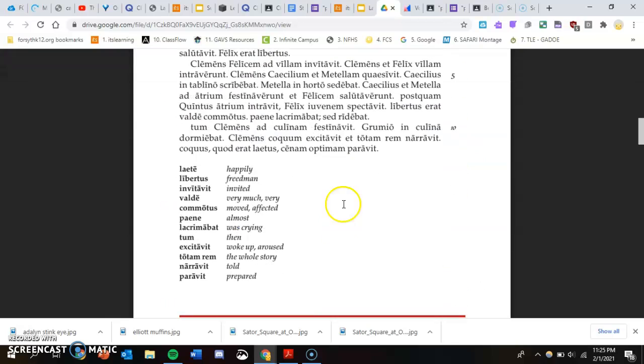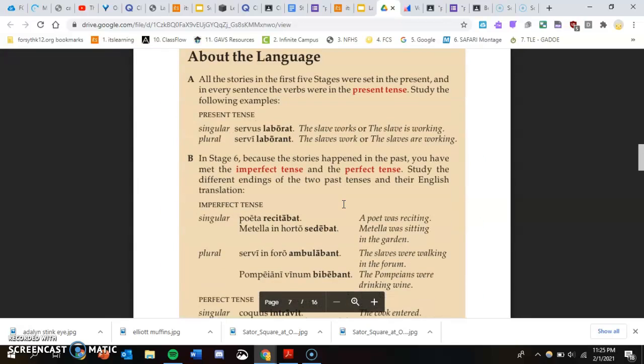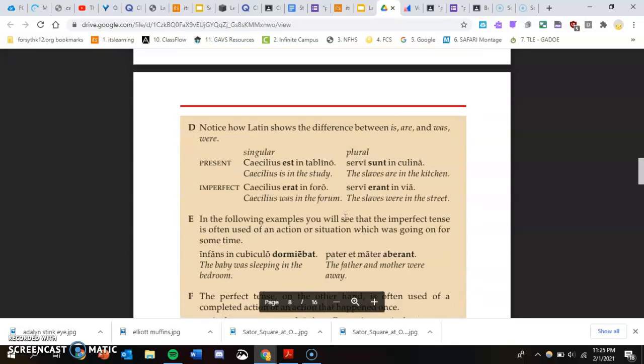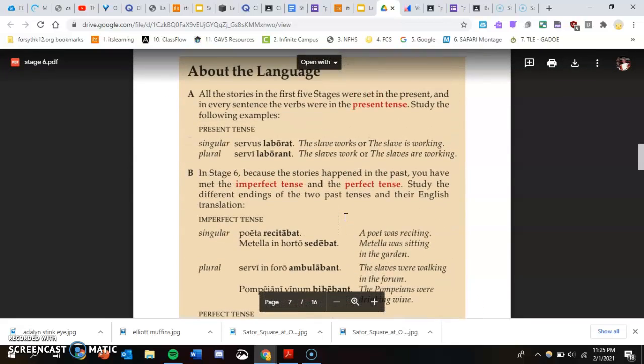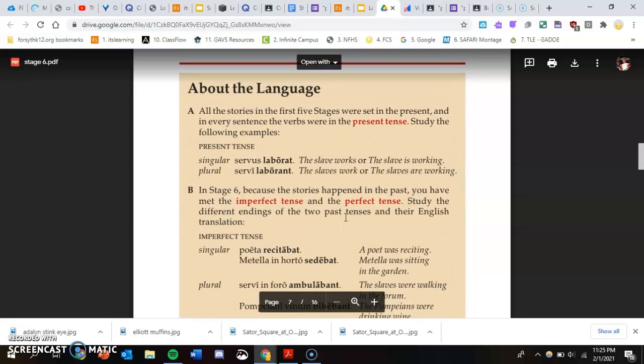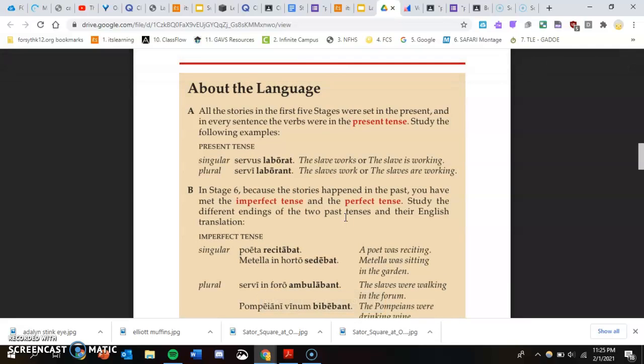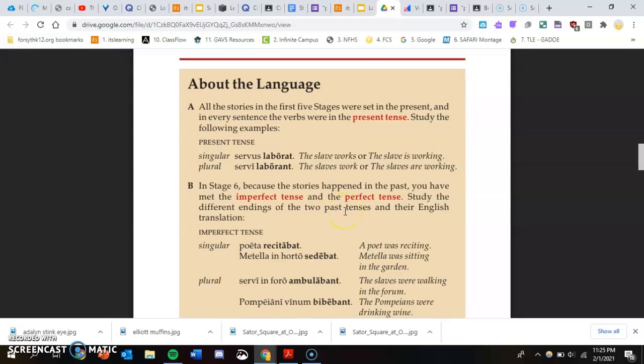If you're interested in understanding better the difference between the present, imperfect, and perfect tense, then I would say come and read pages 93 and 94. I think this will do a good job of explaining the differences. This is what we'll be spending most of our time learning about in this stage, how to say things in the past tense and the present tense and the difference. It is confusing at first, but it is worth it.